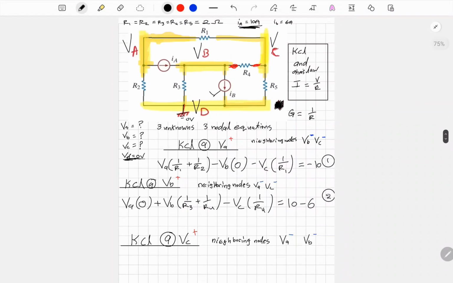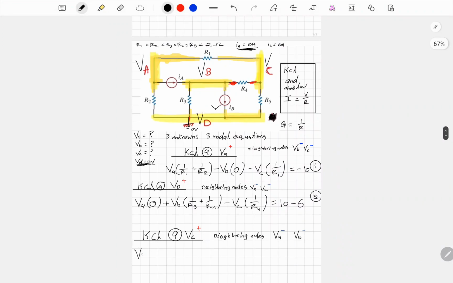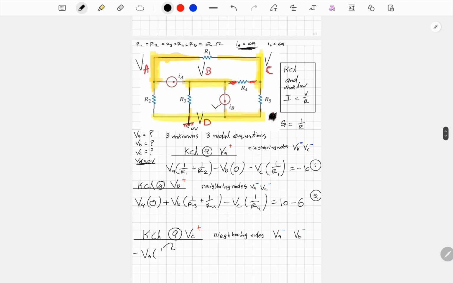So VA, I want to include my whole circuit. So VA is negative, minus VA. And are there any resistors that are connected to VA and VC? Well, yeah, we do. We have R1. So minus 1 over R1.